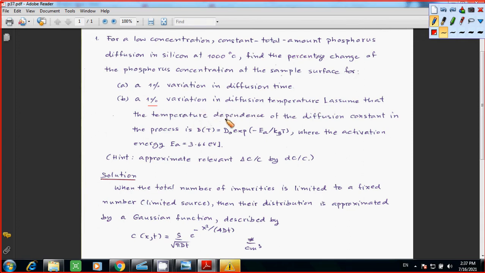Assume that the temperature dependence of the diffusion constant corresponds to this equation: D, as a function of absolute temperature T, equals D0 exponential negative EA over kBT, where the activation energy EA equals 3.66 electron volt. Hint: approximate delta C over C by dC over C. So this is the guideline for you to be able to solve the problem.